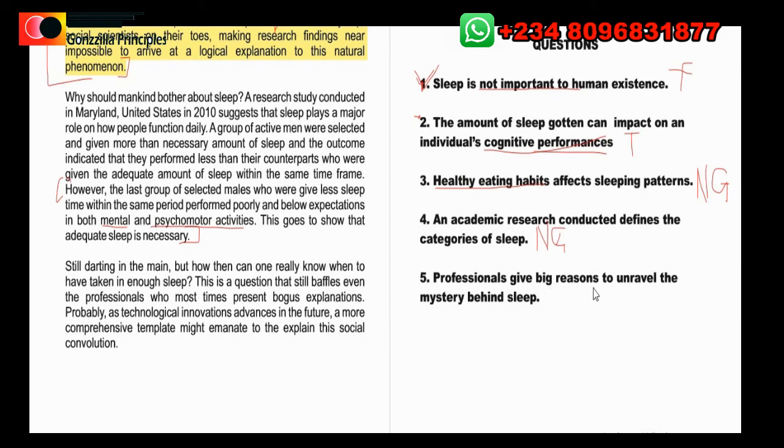Okay, professionals give big reasons to unravel. So the essence of saying they gave us big reasons to unravel was not really mentioned here. So you have to really look into the key stem of the question here. So we have big reasons to unravel the mystery behind sleep. So we're wondering, there was no such mystery mentioned in the passage. So the idea of professionals giving us reasons on why sleep should be unraveled mysteriously, that wasn't placed there. So we can still say we have another not given statement here.